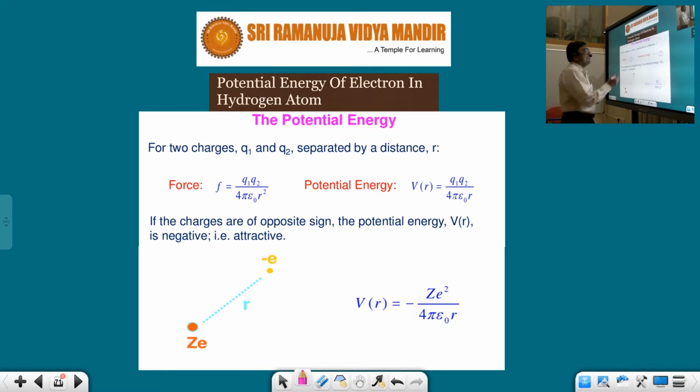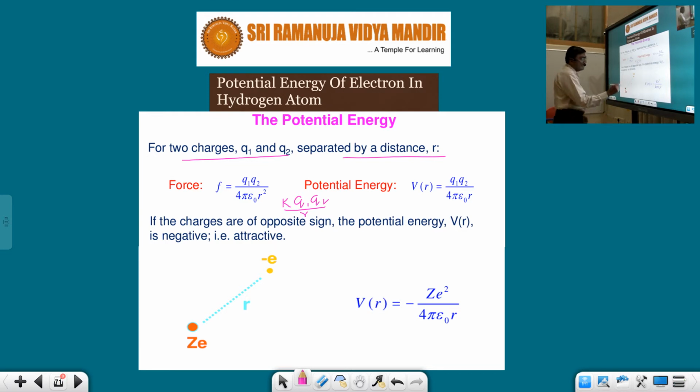When there are two charges Q1 and Q2 separated by a distance r, what is the potential energy? Potential energy is K Q1 Q2 by r. K value is how much? 1 by 4 pi epsilon naught. I hope you understood. So this is the value.